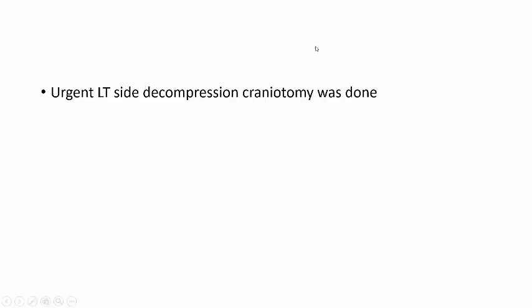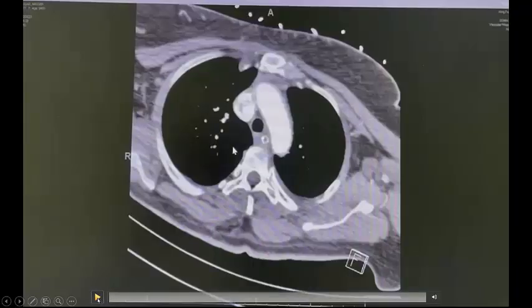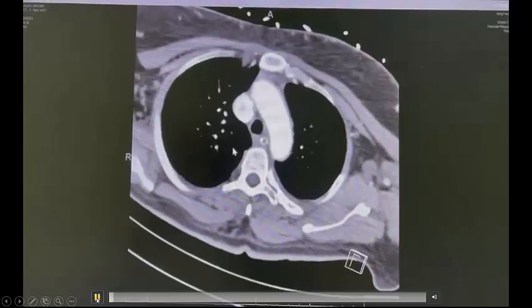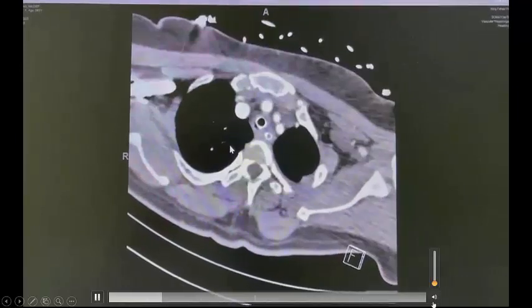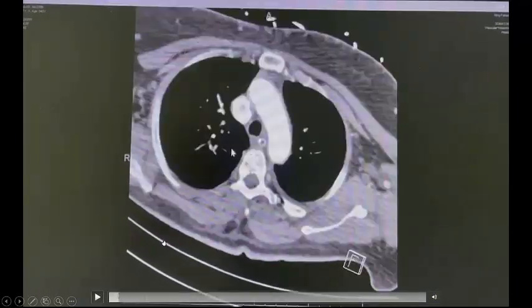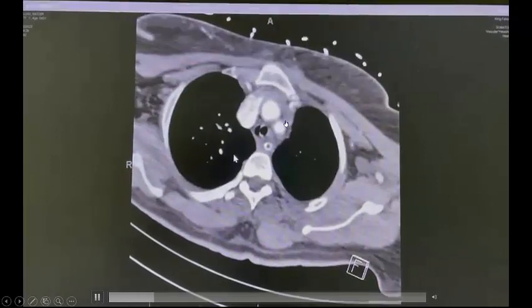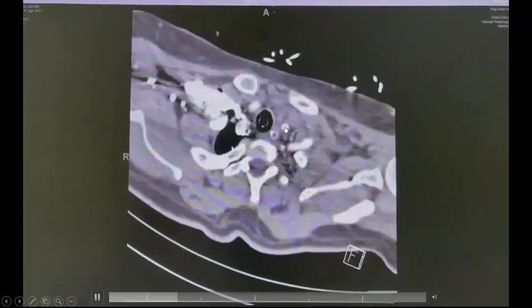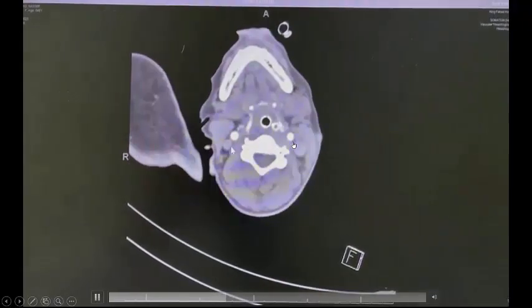Urgent left side decompressive craniectomy was done for our patient, and after stabilization we did aortic angiography. You see, this is the aortic arch. Follow the aortic arch here. I am going up. This is the innominate. This is the left subclavian. This is the left carotid. I am going with the left carotid here.